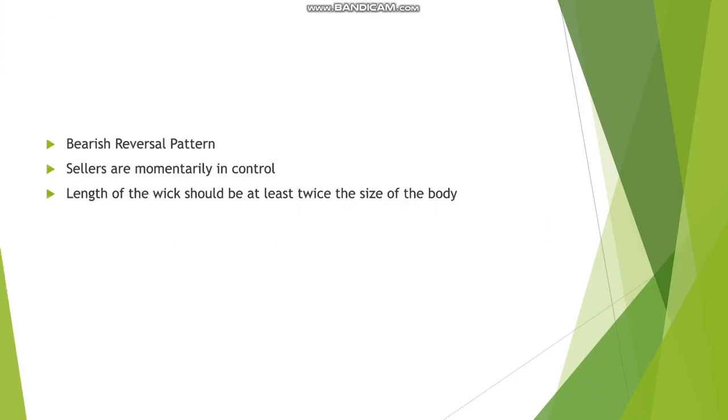Let's see the shooting star pattern. It's a bearish reversal pattern where sellers are momentarily in control. The length of the wick should be at least twice the size of the body. I have mentioned the same thing about the length in the hammer lesson. Hopefully you all have understood how it should look.